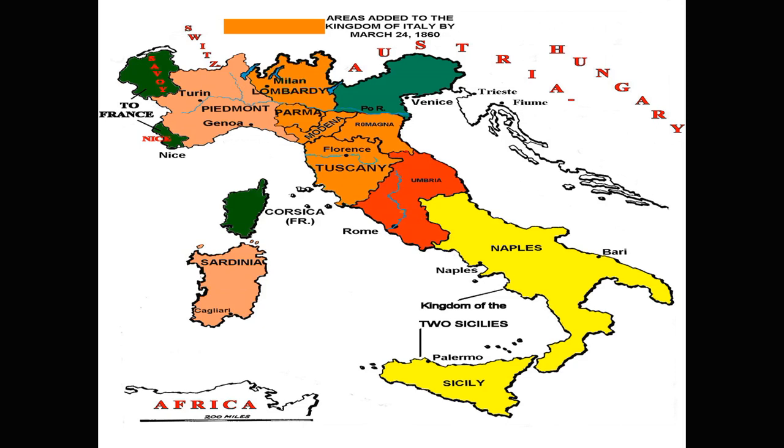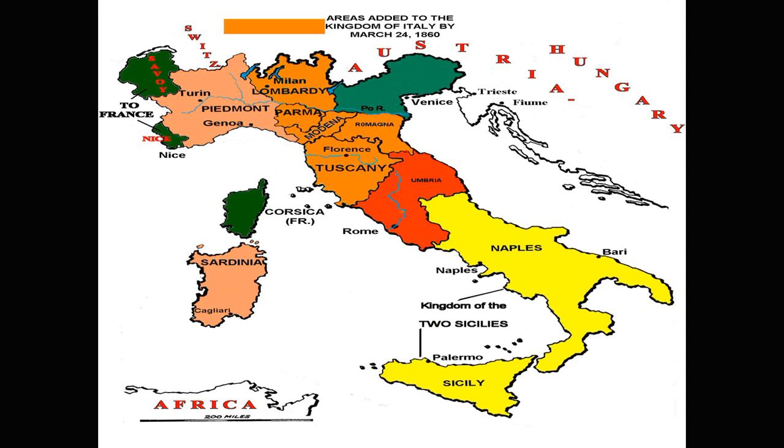So, as I mentioned in the earlier slide, Savoy and Nice in the northwest, if we see here, Savoy and Nice were ceded, given over to France in exchange for French help. The Piedmontese did take Lombardy from the Austrians, and they also acquired some of these independent kingdoms here, Parma, Modena, Tuscany, and added them to their reign. So Piedmont Sardinia did expand as a result of this war, but it did not succeed in conquering all of Italy as it had hoped.